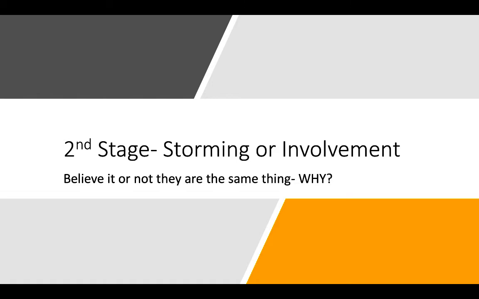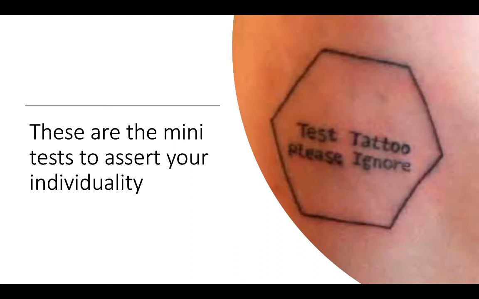Second stage is storming. Another word for it is actually involvement. And I know that sounds weird, but storming and involvement are actually the same thing. Because storming is mini tests to assert your individuality. It's being able to say, no, I don't want to do that, or no, I don't like that, or no, I don't agree with you, or you're talking about politics and you have a different opinion than somebody else.